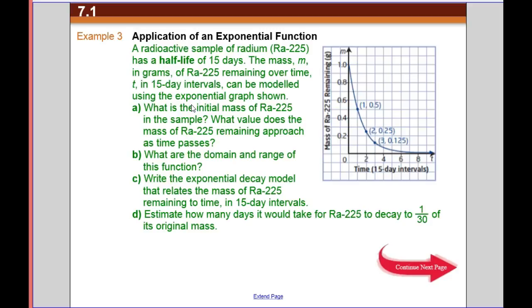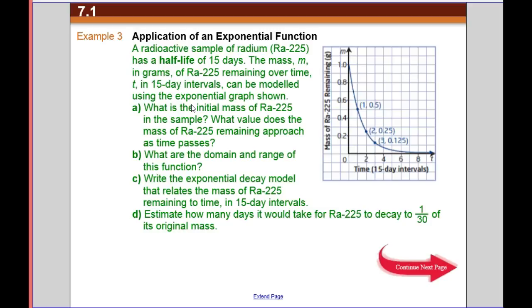Example 3 is kind of like a physics question. It's talking about exponential functions with growth and decay. Exponential growth is an increasing pattern of values that can be modeled by the function. Exponential decay is a decreasing pattern of values that can be modeled by a function. So decay is when it's decreasing, and exponential growth is when it's increasing.